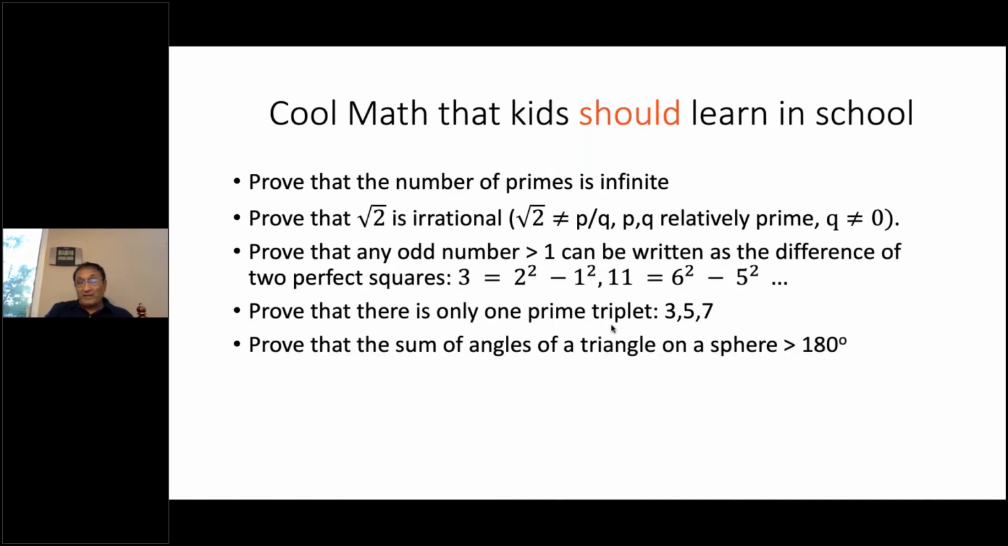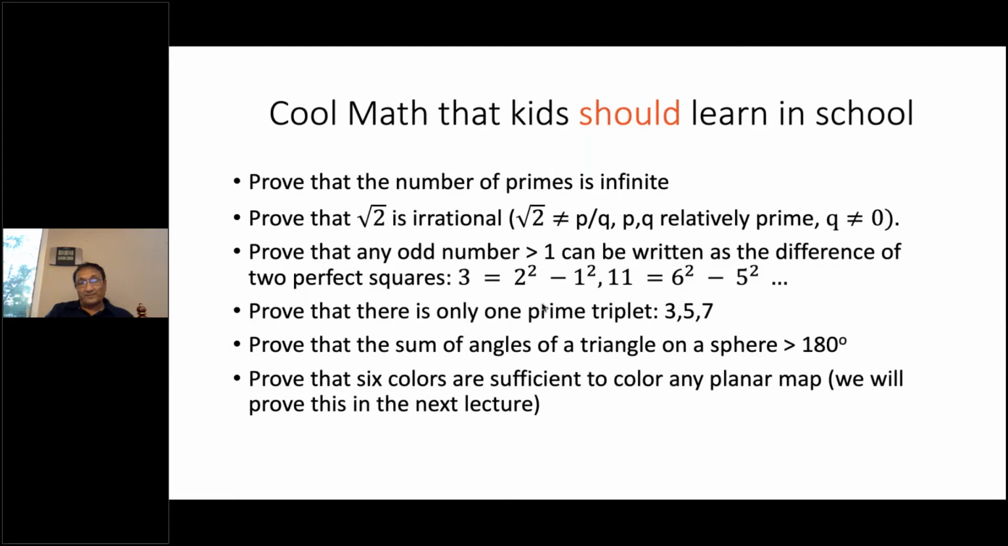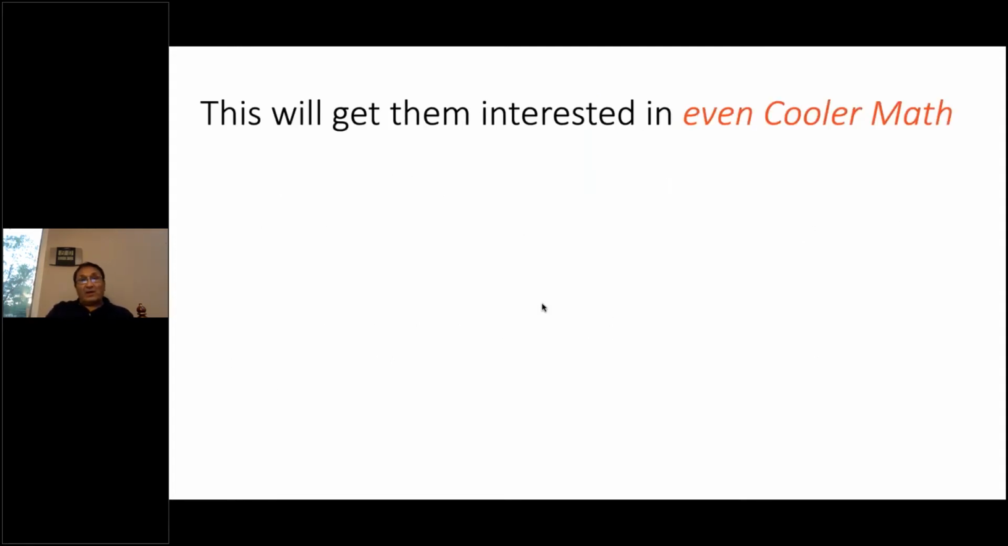Prove that the sum of the angles of a triangle on a sphere is greater than 180 degrees. This proof requires a little bit of thinking, but it can be done. And you should be able to prove that 6 colors are enough to color any planar map. If you persist and come to the next lecture, we will prove this using the theorem that I'm going to prove in this lecture.